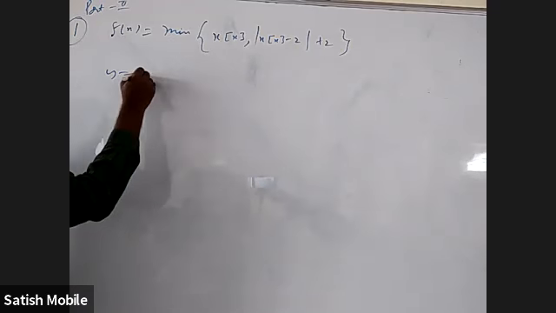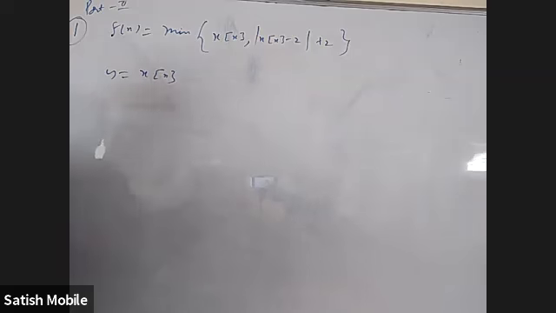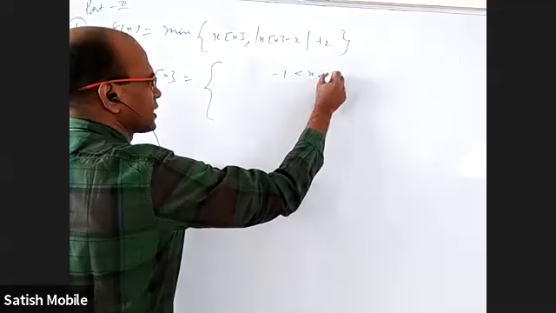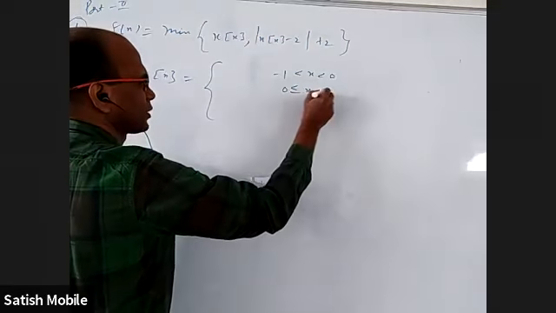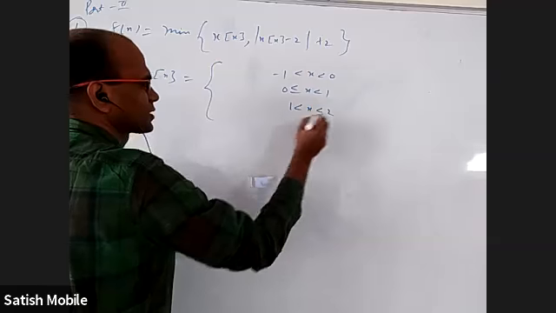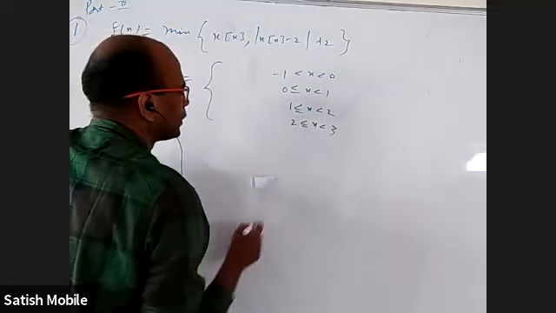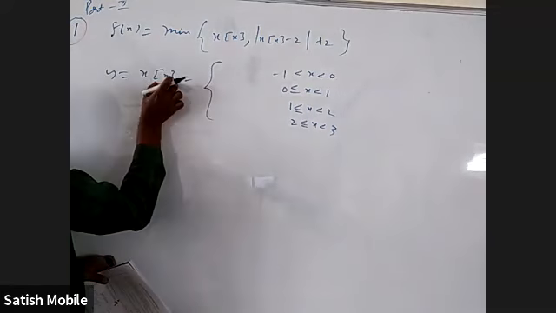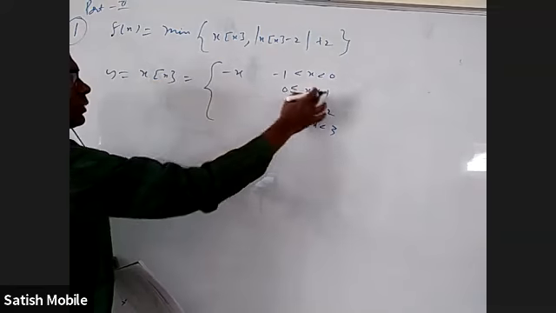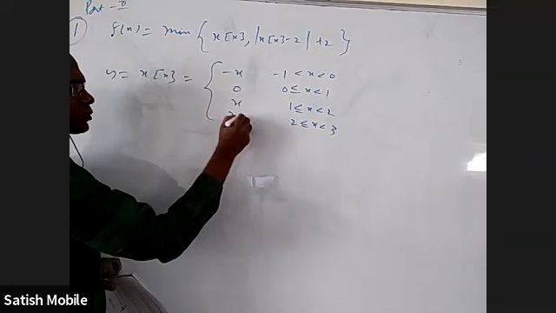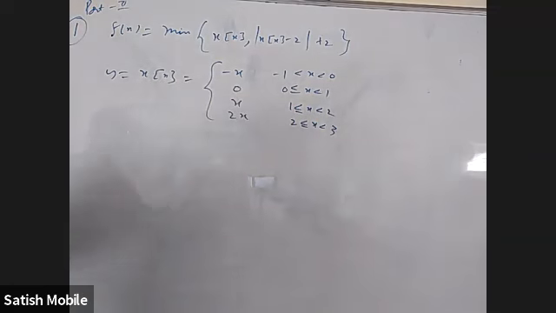Let us take only the first one, x into integer part of x. Between minus 1 and 3, what happens? I have to take minus 1 less than x less than 0, 0 less than or equal to x less than 1, 1 less than x less than 2, 2 less than x less than 3. Between minus 1 and 0, integer part of x is minus 1, so it will be minus x. Between 0 and 1, it will be 0. Between 1 and 2, it will be 1, so x, and here it is 2x. So this is x into integer part of x for all these intervals.